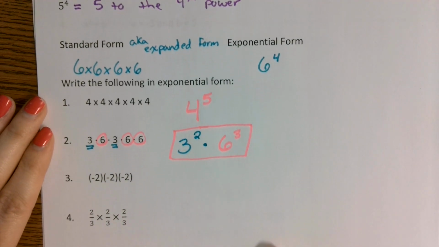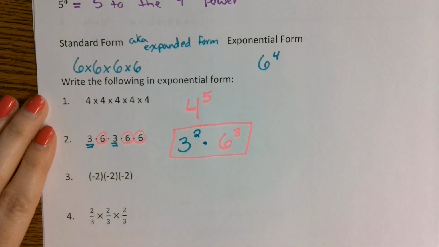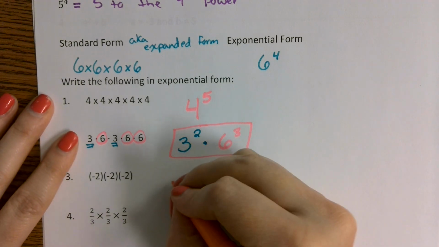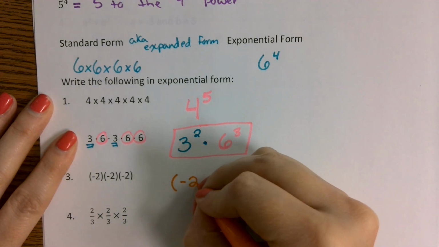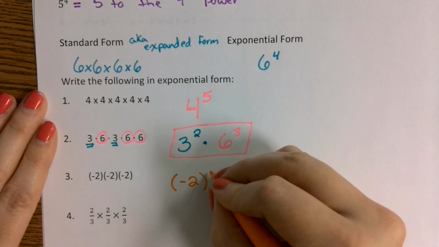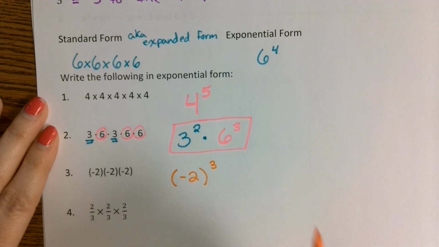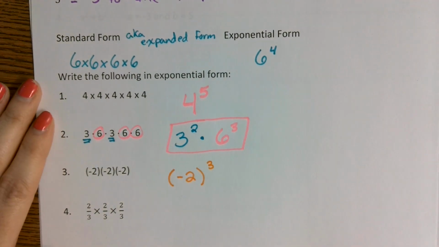Okay. Here for problem 3, I've got -2 times -2 times -2. What's important is to make sure that I keep that -2 inside of parentheses and then write my exponent being a 3. If I don't write it inside parentheses, it could potentially change the answer. Let me show you what I mean.